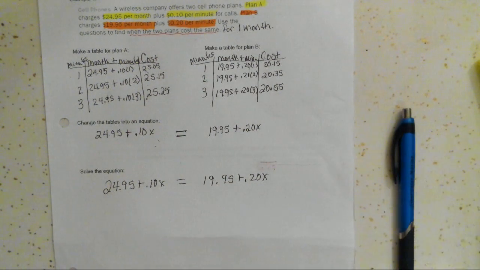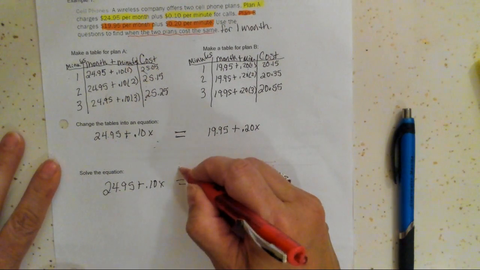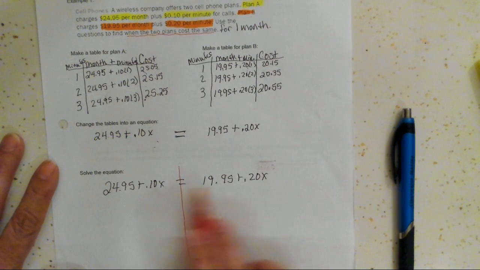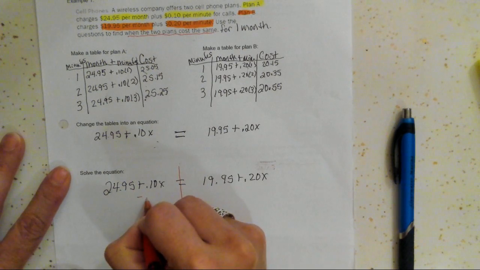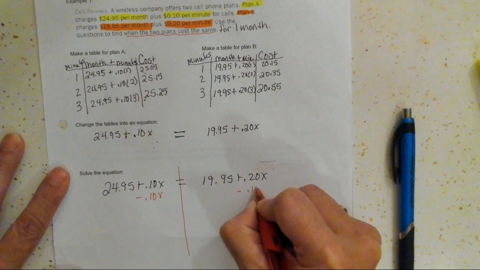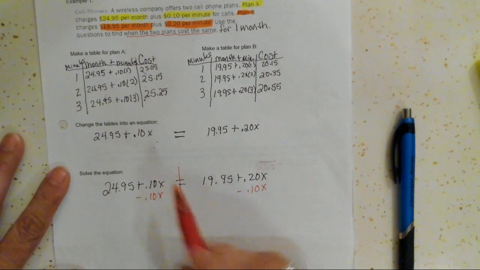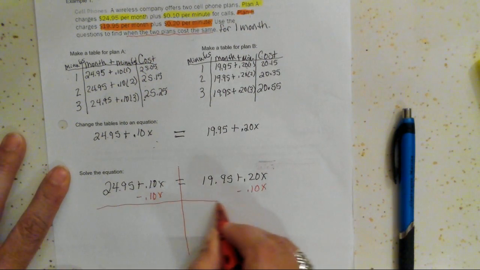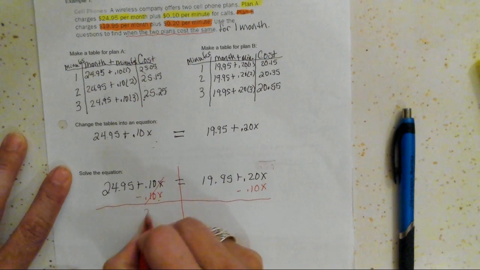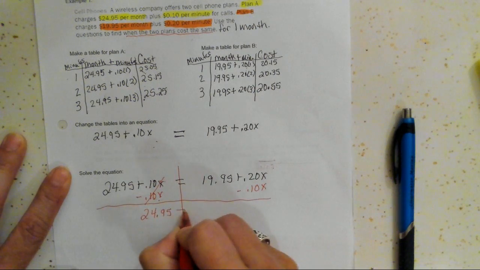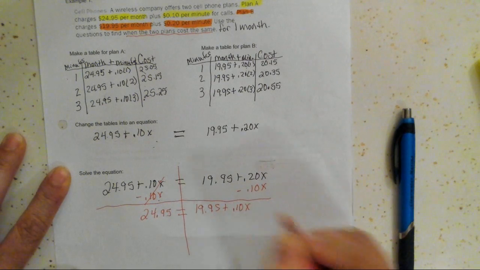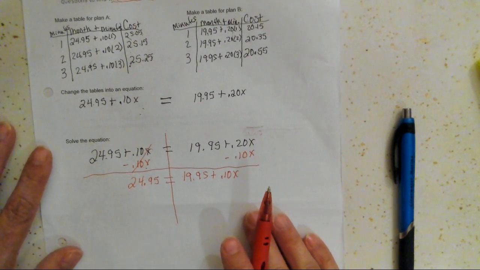Okay. And here, remember that process is we're going to do opposite operations because we're combining things that are on opposite sides of the equal sign. Again, I'm going to use the strategy here that I'm going to make the smaller of the variable terms disappear. Notice that I'm subtracting 0.10x, not just 0.10, to make that disappear, leaving me with $24.95 on this side, $19.95 plus 0.10x.